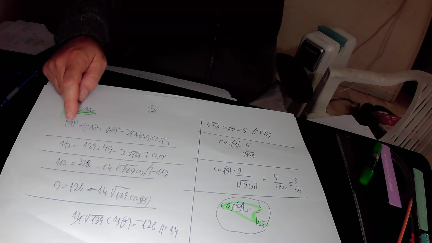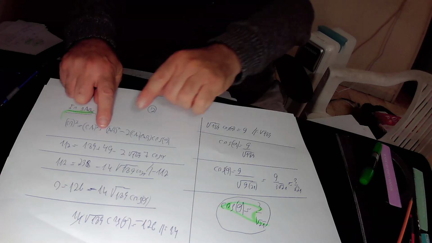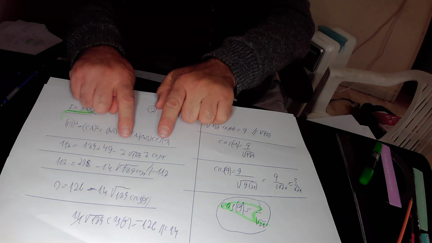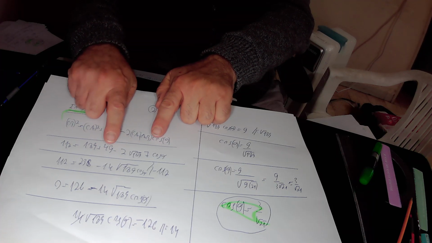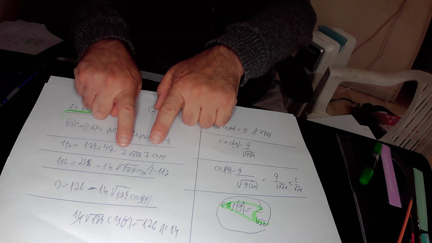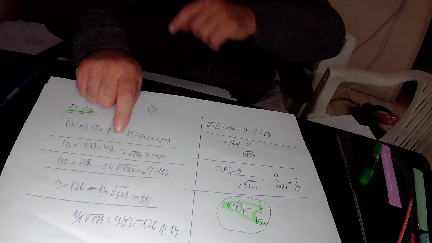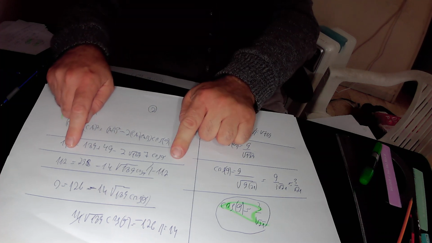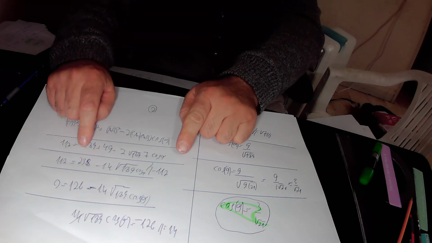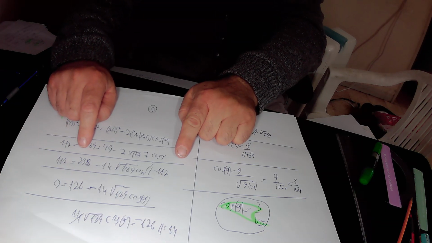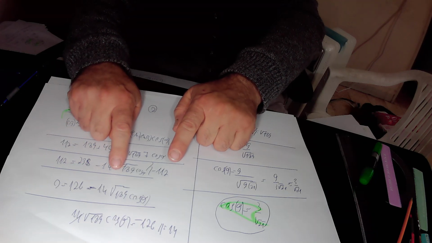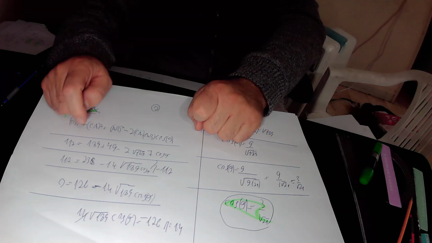So we have 112 equals 49 plus 189, that is 238, and minus 2 times 7, that is minus 14, so in total this expression equals minus 14 times square root of 189 cosine alpha. Here we subtract 112 from this equation. So on this side of the equation we have nothing, that is to say 0, while on the other side we have 238 minus 112, that is 126, minus 14 times square root of 189 times cosine alpha.